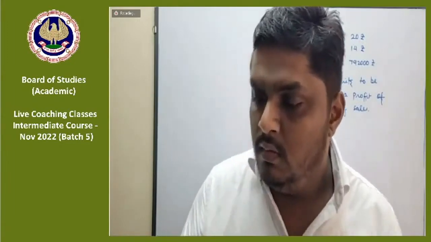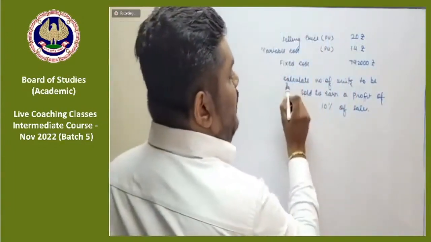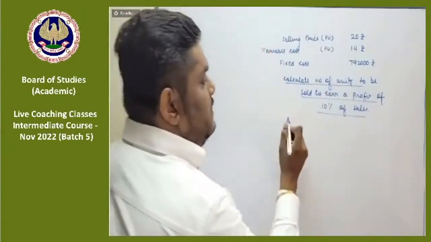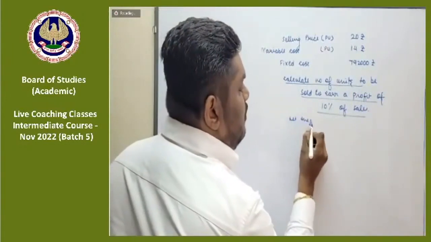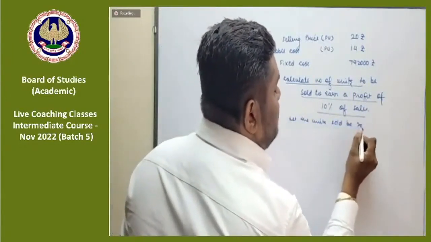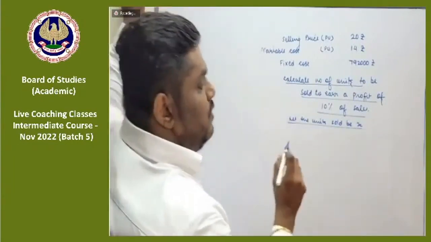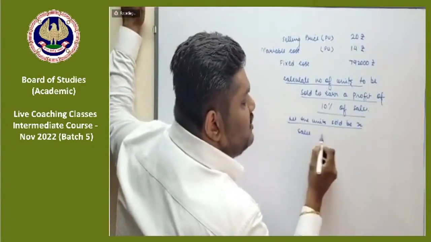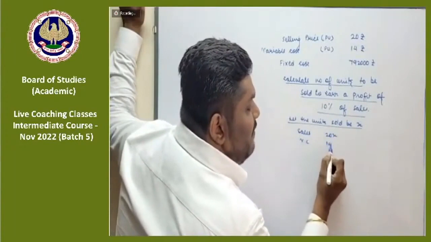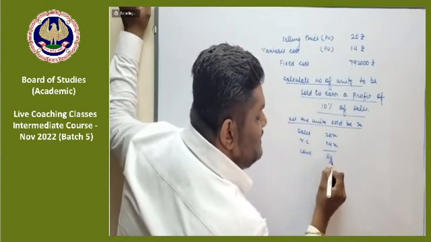So now, calculate the number of units to be sold to earn a profit of 10% of sales. So let the units sold be X. Let the units sold be X. So my sales will be how much? 20X. My variable cost will be 14X. My contribution will be 6X.